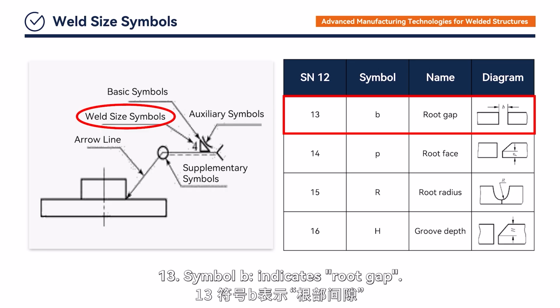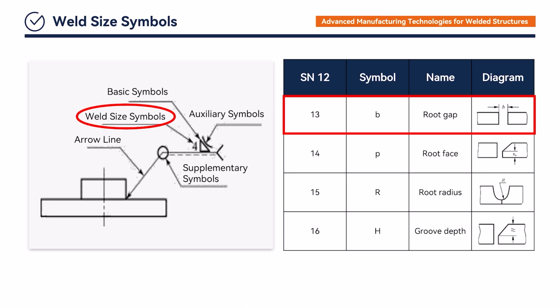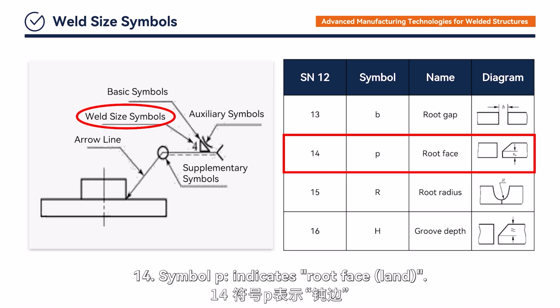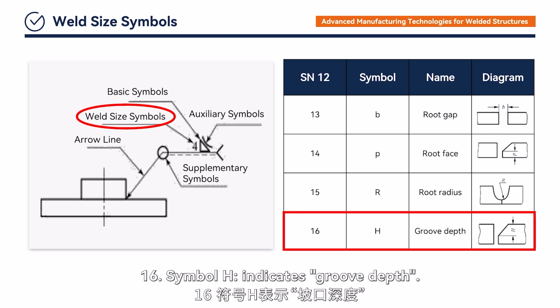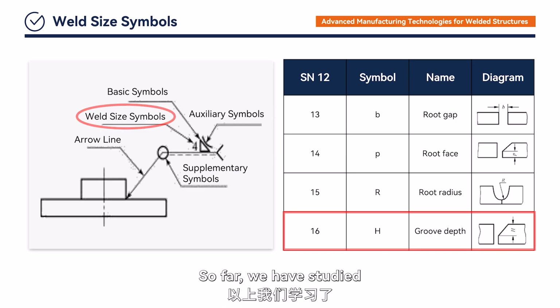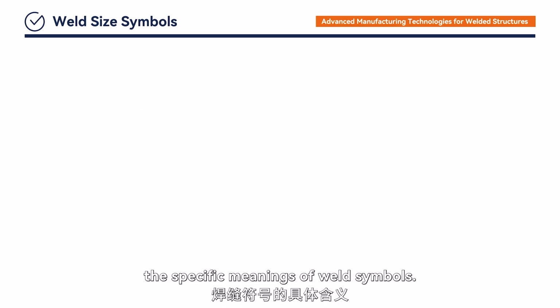13. Symbol B indicates root depth. 14. Symbol P indicates root face land. 15. Symbol R indicates root radius. 16. Symbol H indicates groove depth. So far, we have studied the specific meanings of weld symbols.